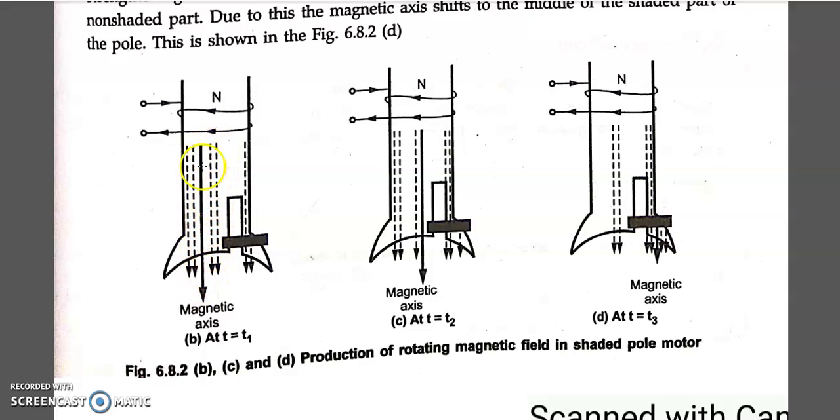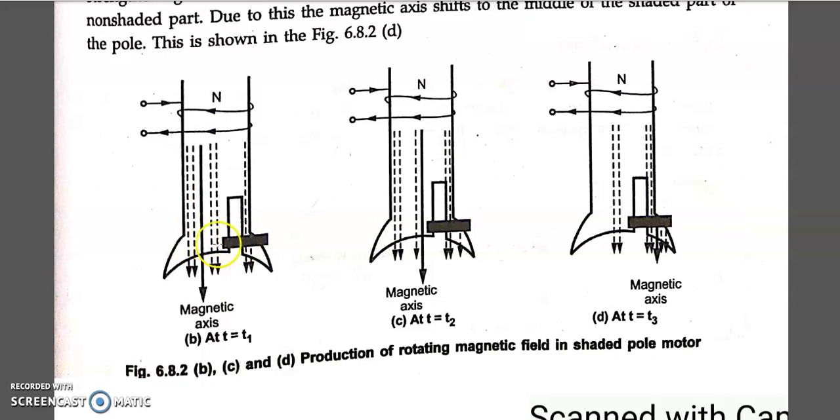So what I'm trying to say is that the magnetic flux is unevenly distributed due to this copper shading band. It is distributed more here and less here. Now let us see why it is distributed less and why it is distributed more, so that the magnetic axis is towards the left side. The reason is inside the copper shading band itself.